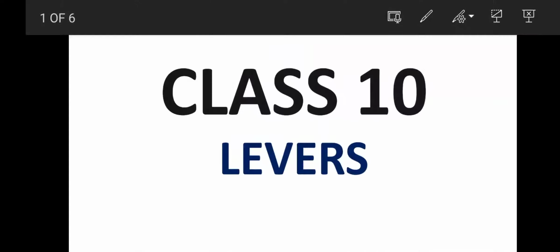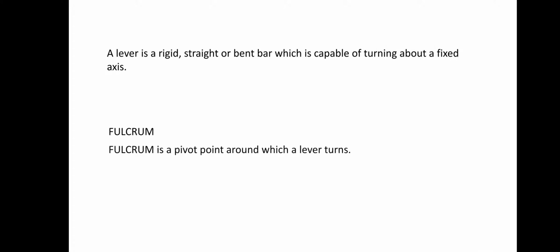Welcome class 10. Today's topic is levers. So a lever is a rigid, straight or bent bar which is capable of turning about a fixed axis. So in a lever we have a fulcrum, which is a pivot point around which a lever turns.